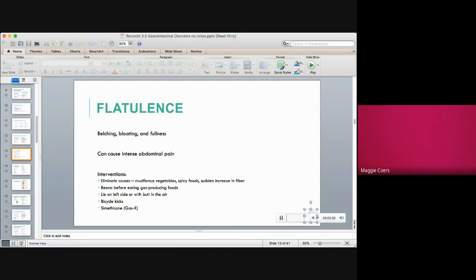All right, so flatulence is the next GI symptom. And usually it's kind of funny to talk about, flatulence and farting and things. But if the older adult is really full of gas and they're not able to pass it, then that gas pain can be really intense. And they'll come to the emergency department. So we really want to do things and instruct the patient to do things to prevent that gas buildup.